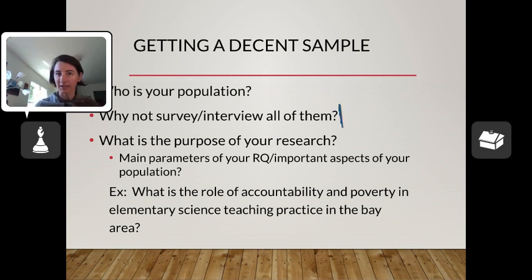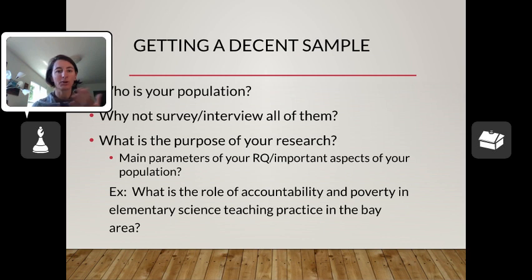So then the question is, well, why don't I survey or interview or observe all of them? And I think you know the answer to that, right? There's no way for me to even survey all of the elementary teachers who teach science in the Bay Area. So I need to somehow sample them in such a way that I can still say something about this population of people. And the way that I decide to sample them has to do with the purpose of my research.